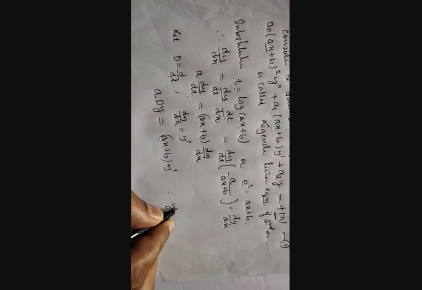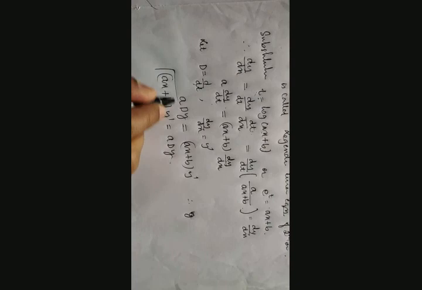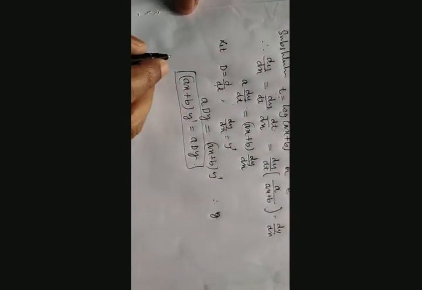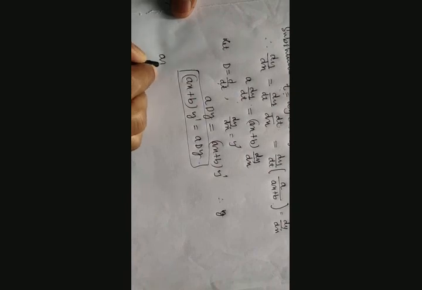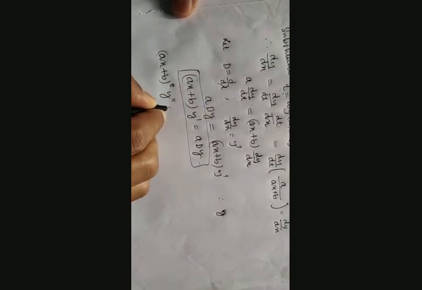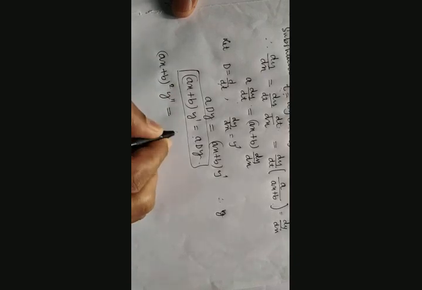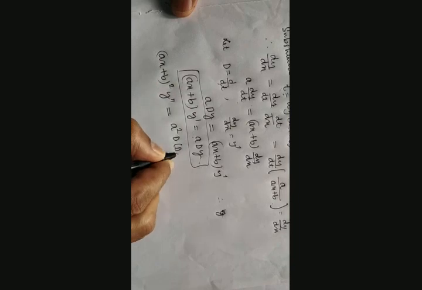Therefore (ax plus b) into y dash is equal to a into D of y. So this is one more term. If we continue further, what will we be getting? We will be getting (ax plus b) square into y double dash is equal to a into a, which is a square, then D into the next term, D minus 1 of y.